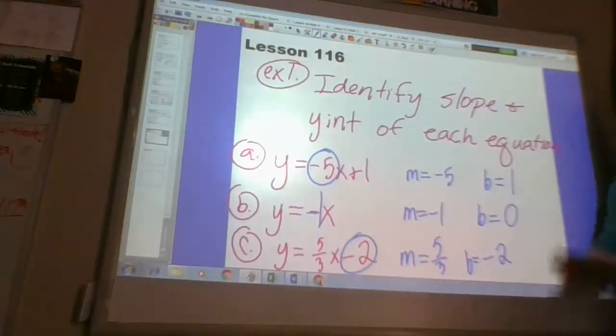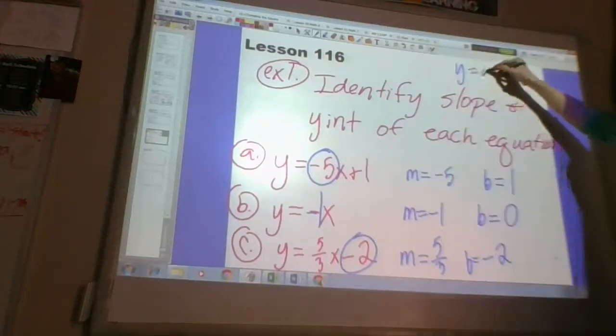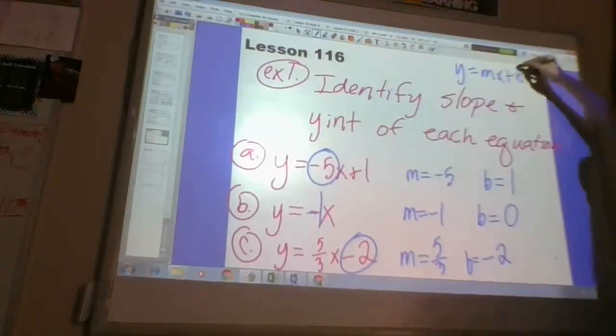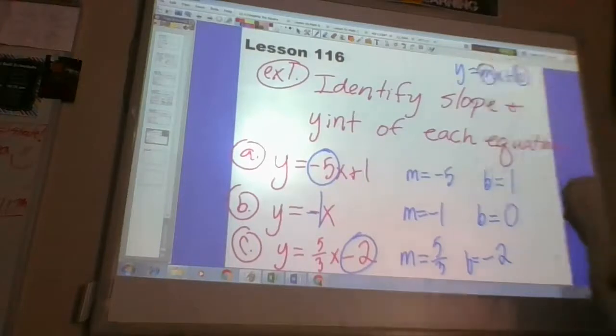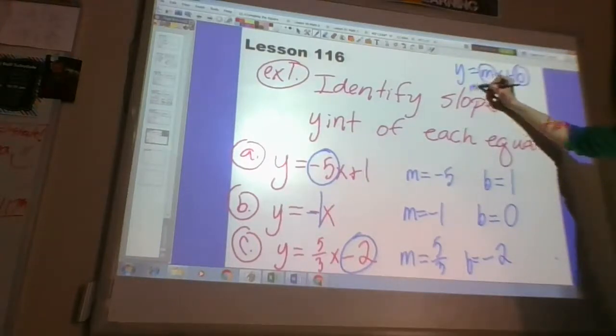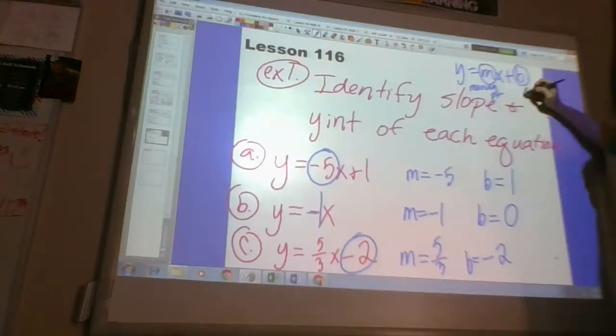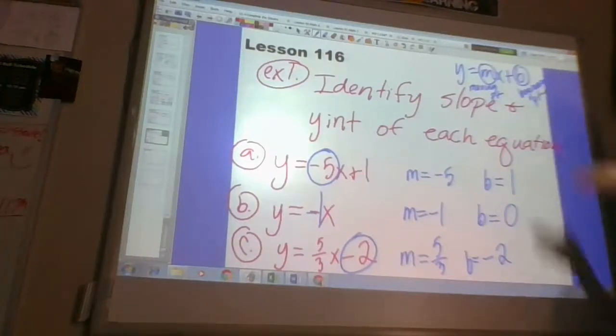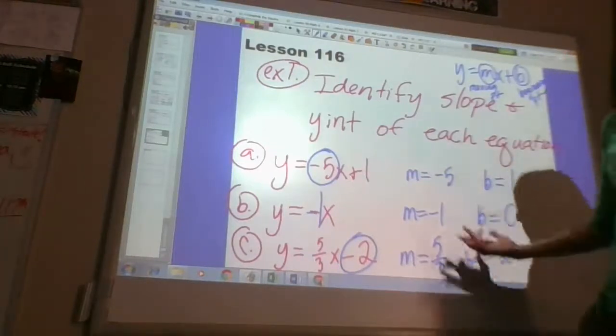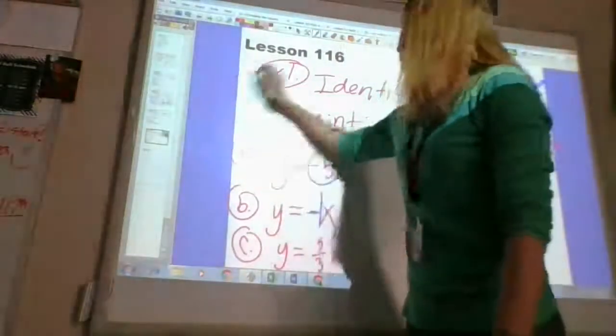Now, some of you are probably wondering, where did m and b come from? Right in your equation. And you might want to put m as your moving point and b is your beginning point. Moving point, beginning point. Because next, we're actually going to learn how to graph these.